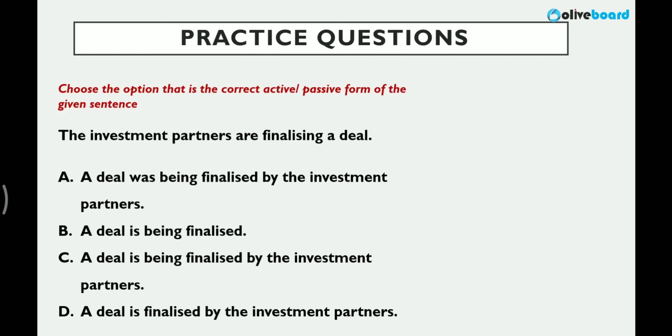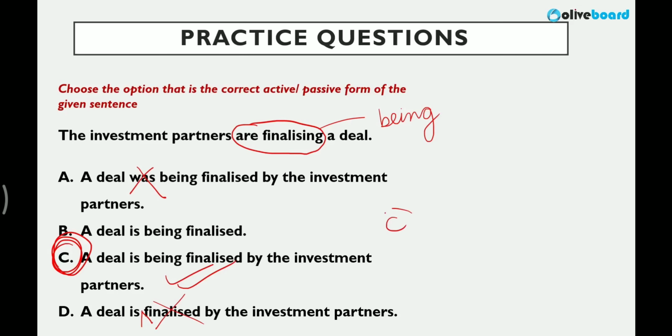The investment partners are finalizing a deal. So check the first tense. Are finalizing means present continuous tense, right? Here we have to change it into passive voice. How will you write it in passive? Whenever there is continuous, we usually add being. So a deal, because deal is singular and it is present continuous, guys. You can't change it into past. And it is in continuous form, so being is missing here. This is cancelled, right? A deal is being finalized by the investment partners. When you have mentioned the subject in the options, you will mention it. So C will be your correct answer choice.